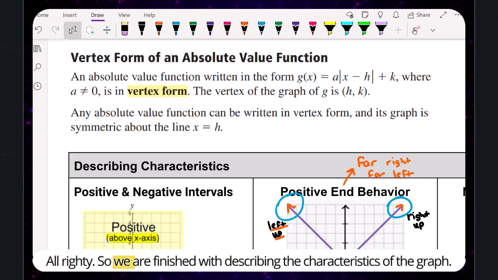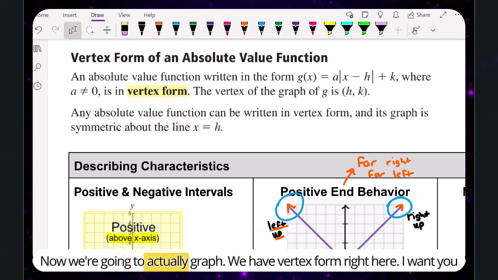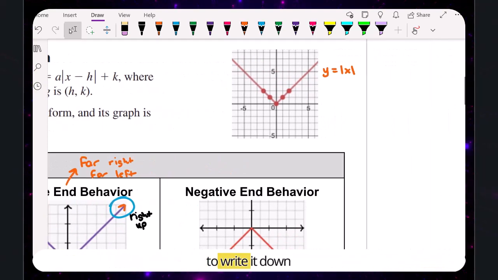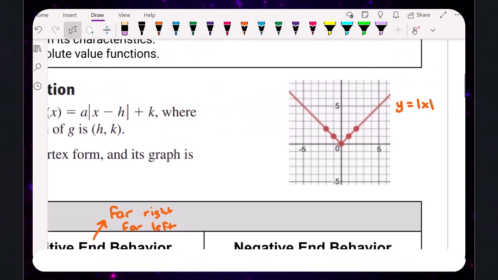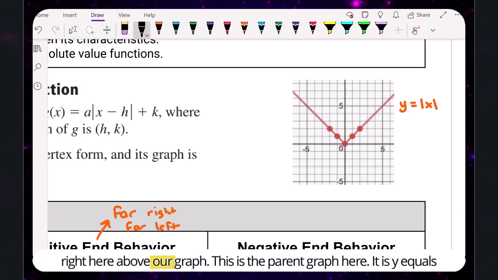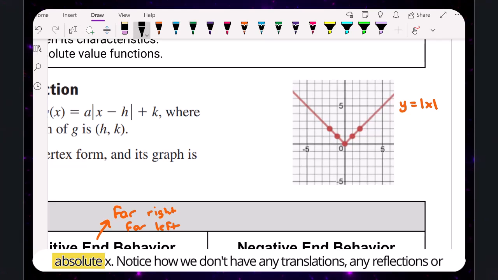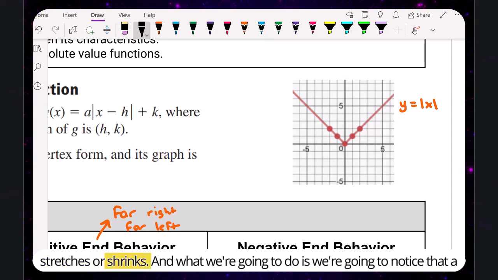Alrighty, so we are finished with describing the characteristics of the graph. Now we're going to actually graph. We have vertex form right here. I want you to write it down above our graph. This is the parent graph here. It is y equals absolute value of x. Notice how we don't have any translations, reflections, stretches or shrinks.